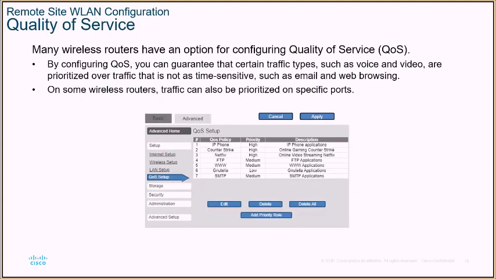Okay, quality of service. Many wireless routers have an option for configuring quality of service. By configuring QoS, you can guarantee that certain traffic types, such as voice and video, are prioritized over other traffic that is not as time sensitive, so email and web browsing being others. On some wireless routers, traffic can also be prioritized on specific ports. Of course, that does depend on your settings. And so you can actually have a priority list there.